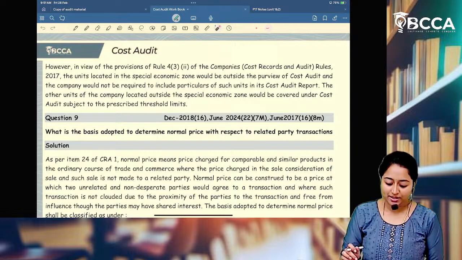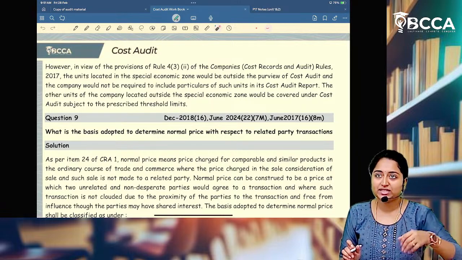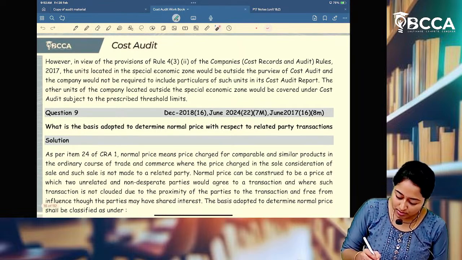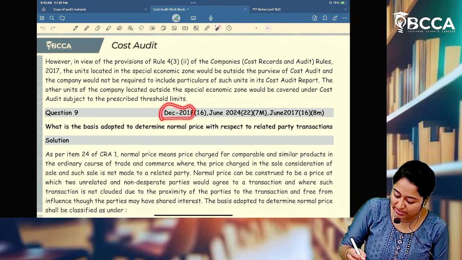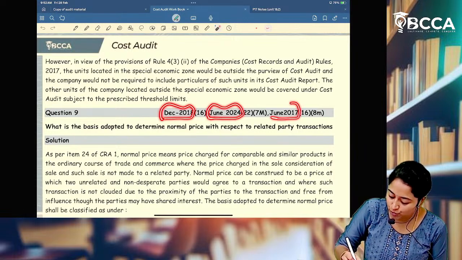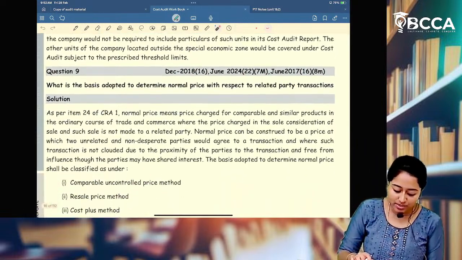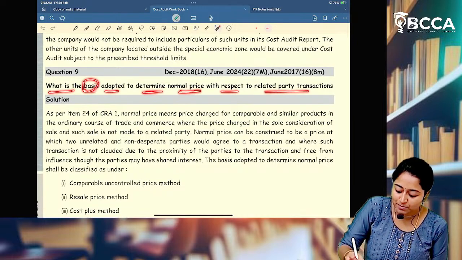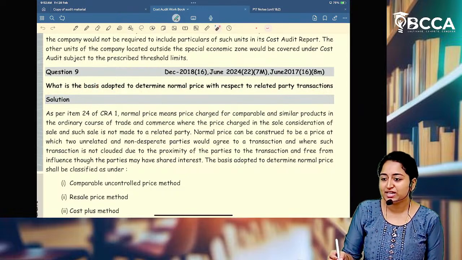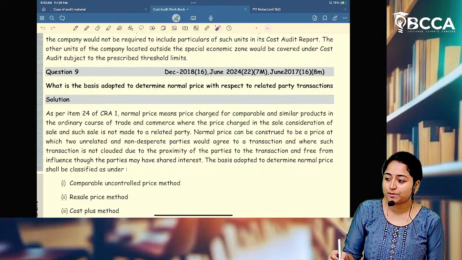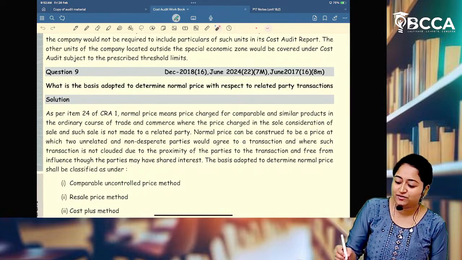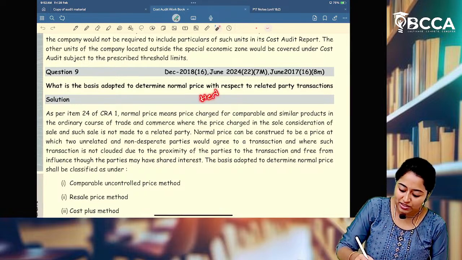Question number 9, a December 2018 question. This question has been asked in December 2018, June 2024 and June 2017. And what is the question about? What is the basis adopted to determine normal price with respect to related party transactions? Where did we cover this particular topic? Related party transactions. In form CRO1, we have seen it under heading number 24.